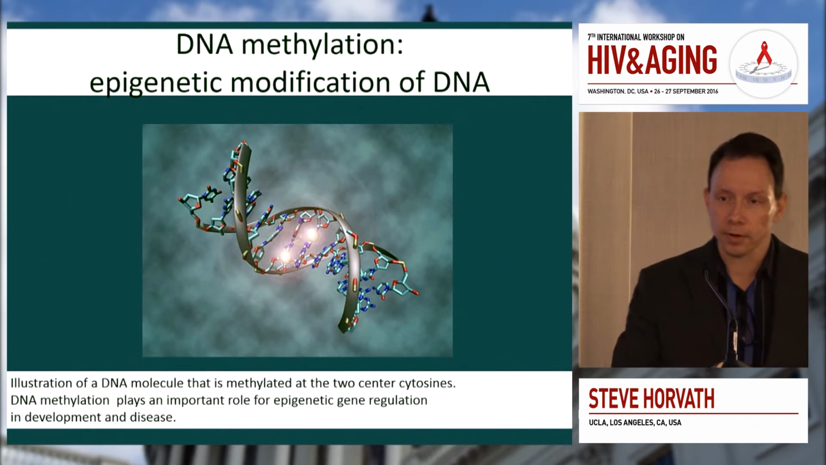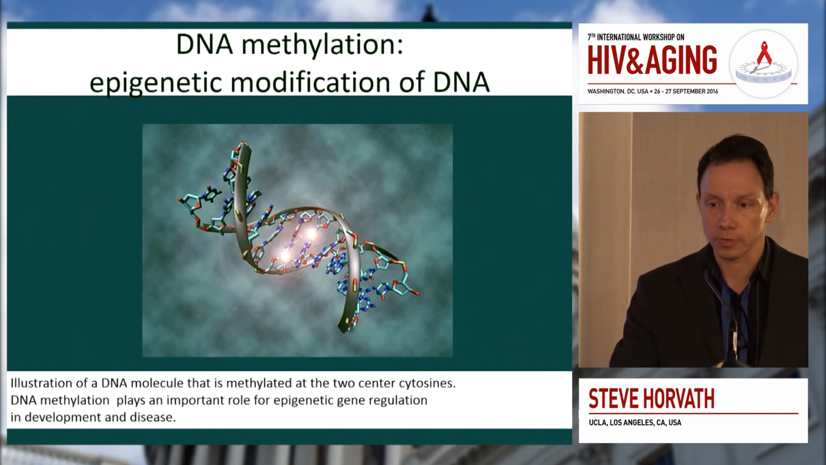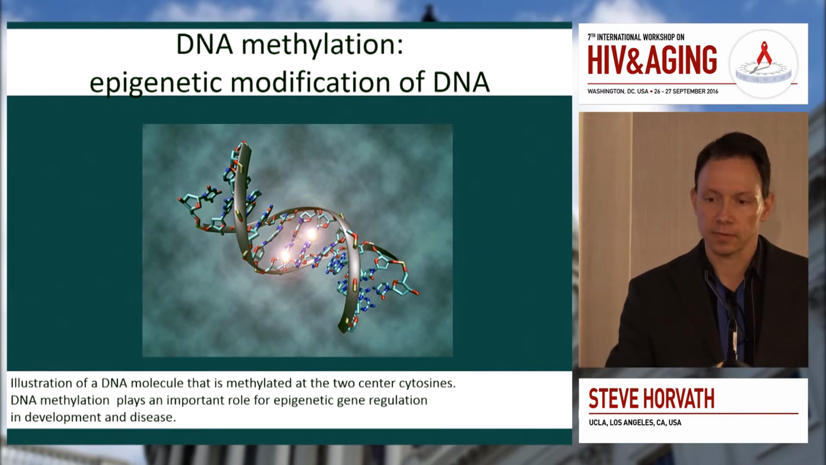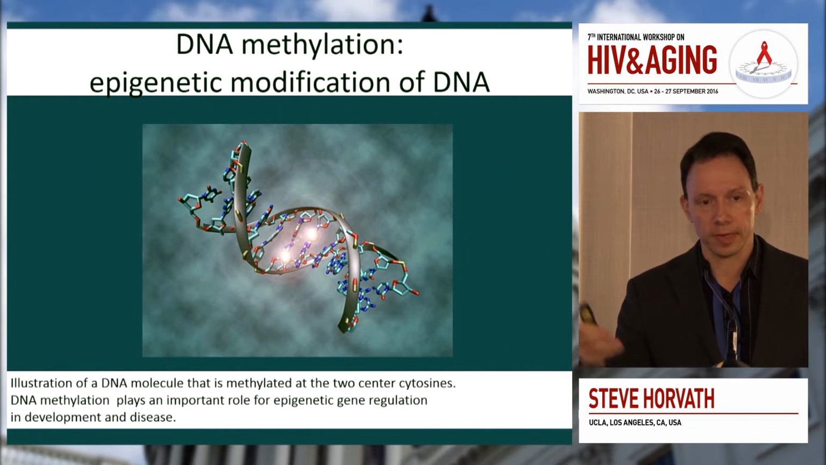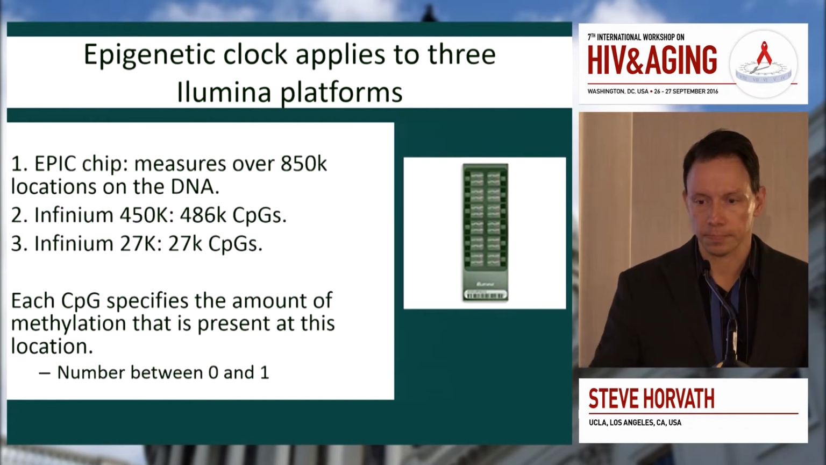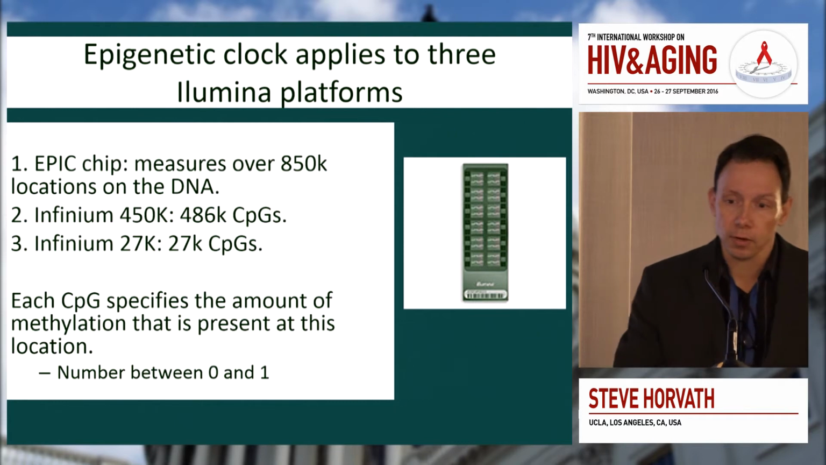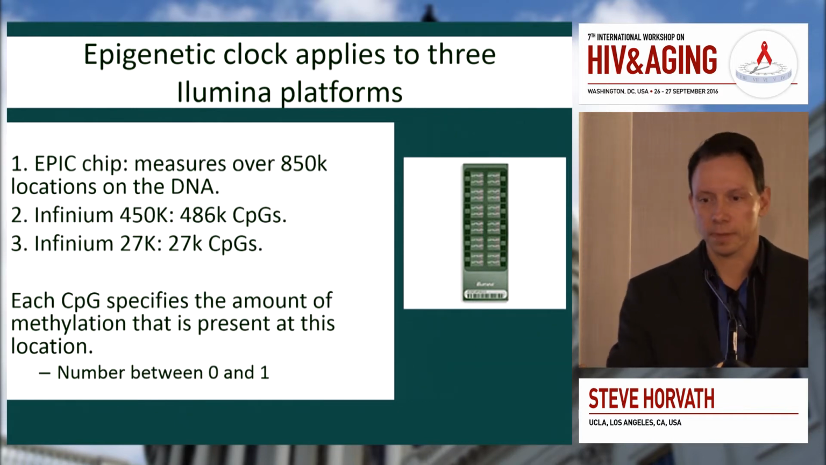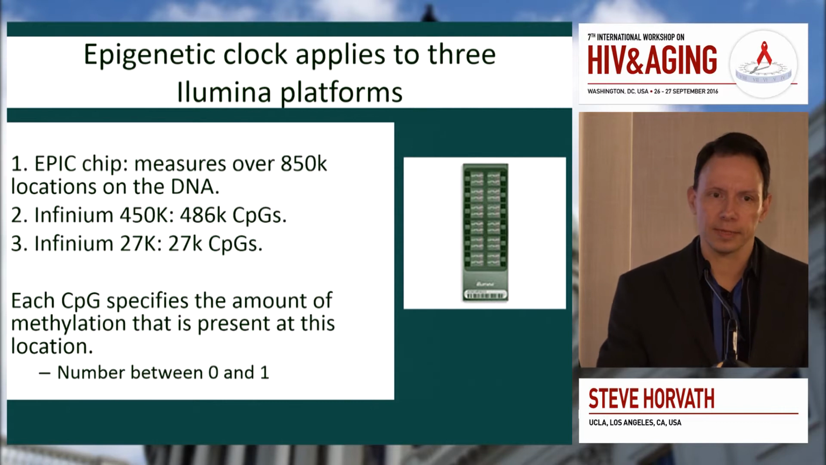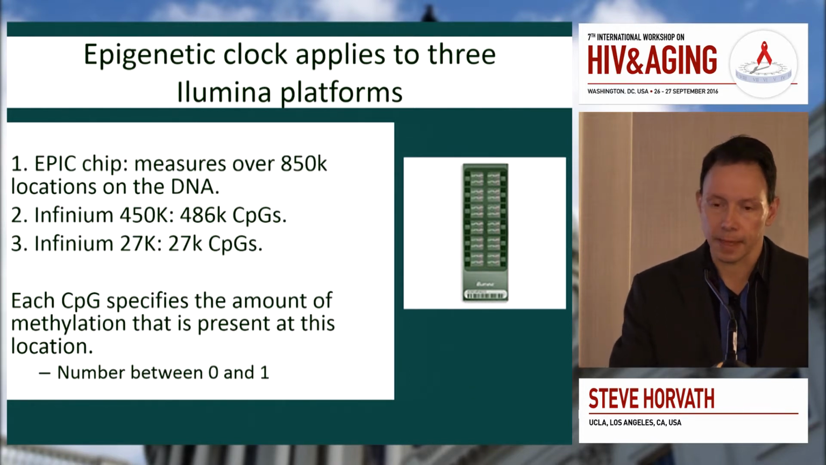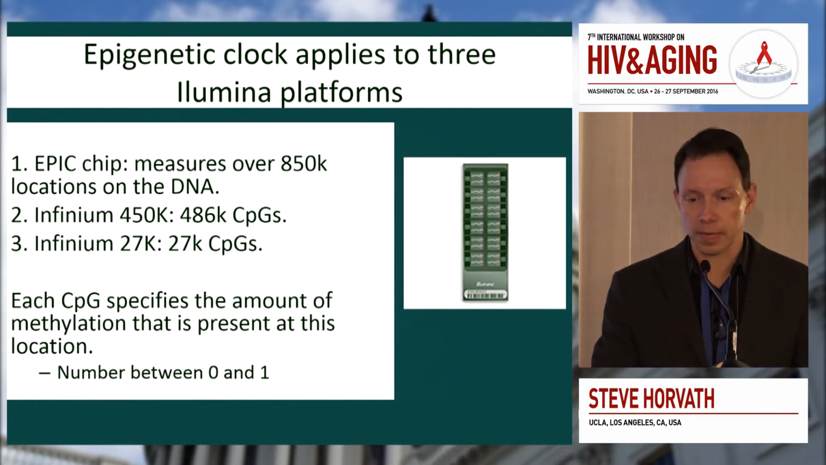So the epigenetic clock is based on an epigenetic measurement, which is known as DNA methylation. Cytosines of the DNA sometimes get methylated, and that's what it's based on. So the epigenetic clock applies to methylation data that can be measured using the Illumina array. I do want to say the epigenetic clock is really platform independent. You can pretty much use any method to measure methylation, but I usually use these three platforms.